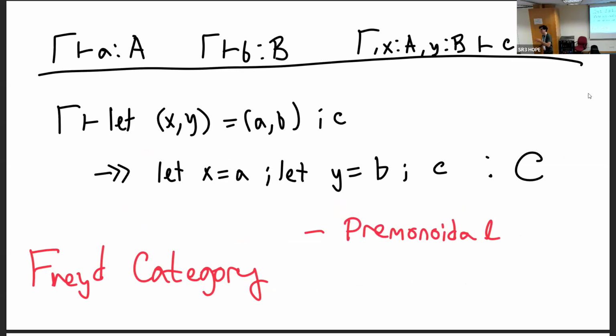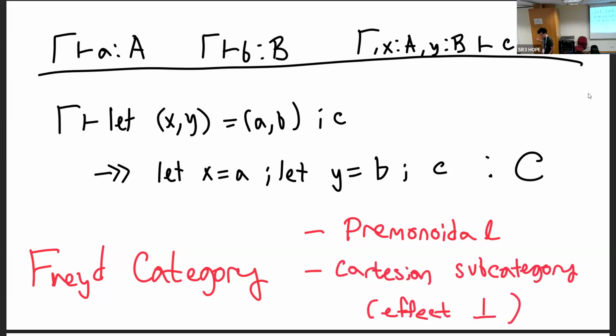A Fried category is a premonoidal category. Now, what is a premonoidal category? It's like a monoidal category, except the morphisms don't necessarily slide over each other. So all that means is that if I have two variables, let's say x and y are both of type nat, and we print x, and then we print y, so those two things are in parallel, but that's not the same as printing y and then printing x. So we don't have the sliding rule, but all the other rules of a monoidal category are still in place.